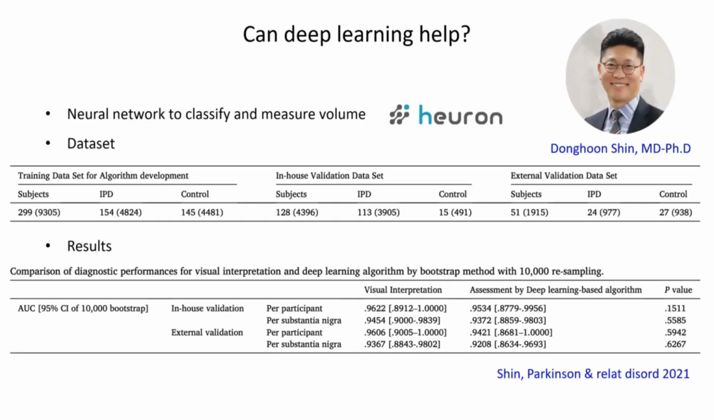Well, one of my colleagues who did a project on this topic was Dong-Hoon Shin, and he saw a business opportunity out of this and developed the neural network version of the classification and the nigral hyperintensity volume measurement. And what he demonstrated is that his tool seems to perform as well as the experts in the field. So I believe there is a way of making this a product and making it available for people who want to use it without training.